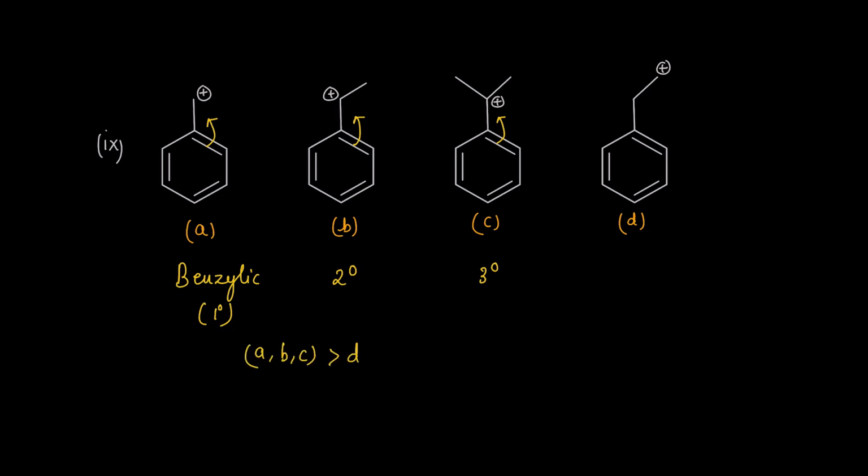And while comparing A, B, and C, you have to look at the number of alpha hydrogens. There's 3 alpha hydrogens and there is 6 alpha hydrogens. That's pretty simple. So we'll say C is greater than B, greater than A, greater than D.